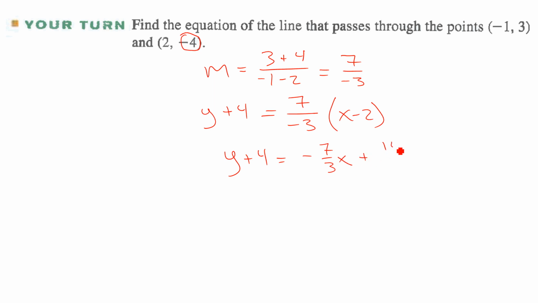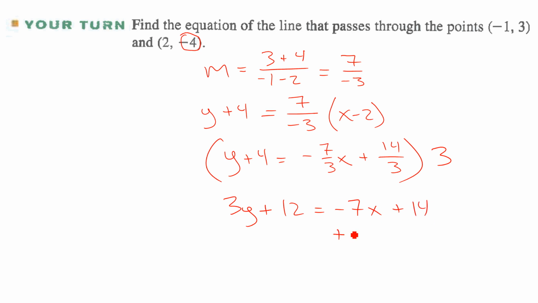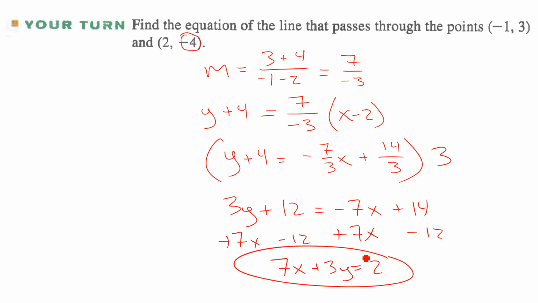plus 14 over 3. Times everything by 3, and we'll get 3y plus 12 equals negative 7x plus 14. We'll add 7x to both sides and subtract 12, and we'll get 7x plus 3y equals 2.